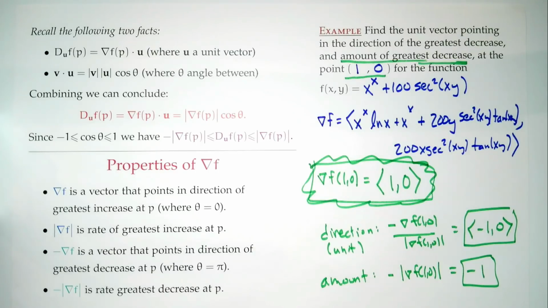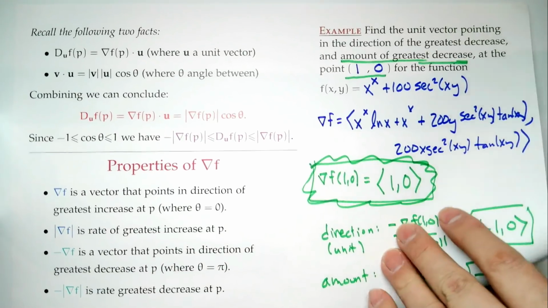Now, there is one more great property of the gradient. In some sense, you can kind of guess where we're going to go next. We said theta equals 0, theta equals pi. That leaves one more interesting angle to talk about. So we're going to get to that angle. But before we do that, let's recall something about level curves.